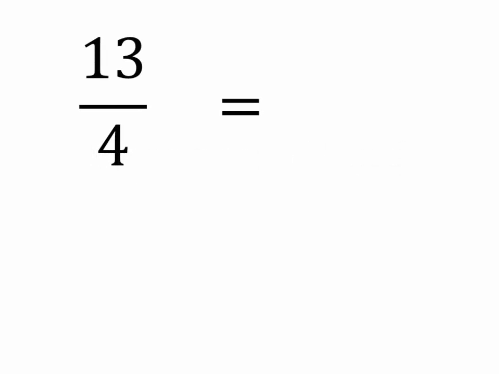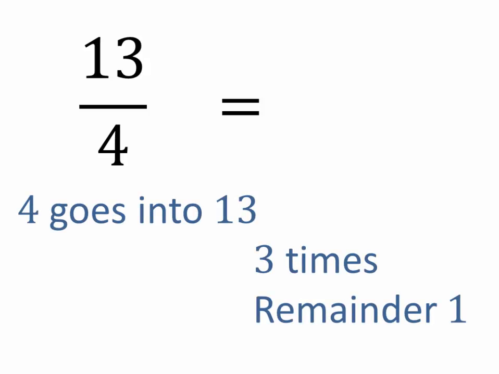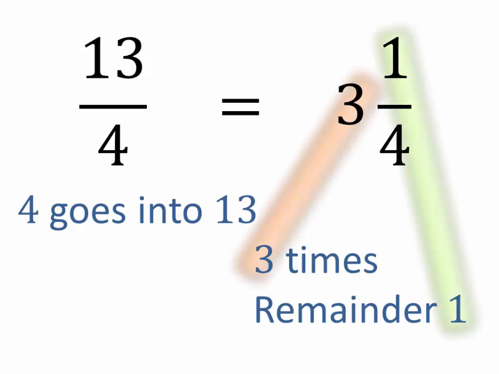Now what if you had to change it from improper to mixed? So you had to go the other way around. Well, all you have to do is work out how many times 4 goes into 13. So 4 goes into 12 3 times, so there's a remainder 1. The 3 is the whole number, and the 1 is what goes on the top of the fraction, so that's 3 1/4.